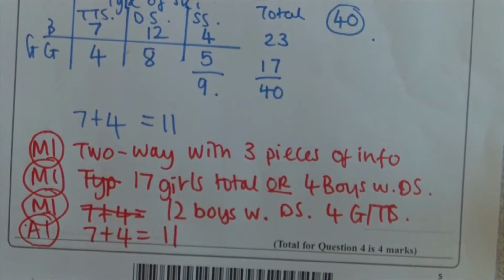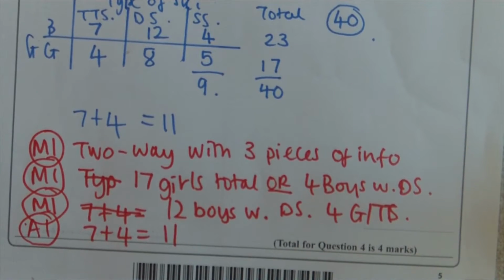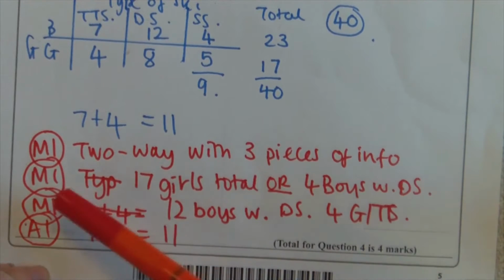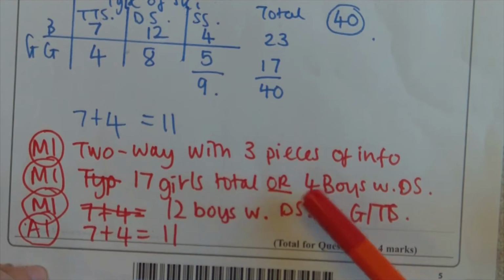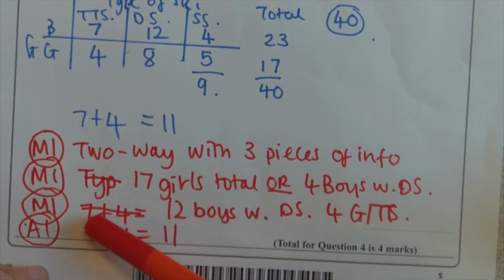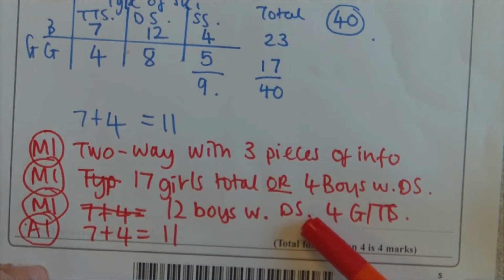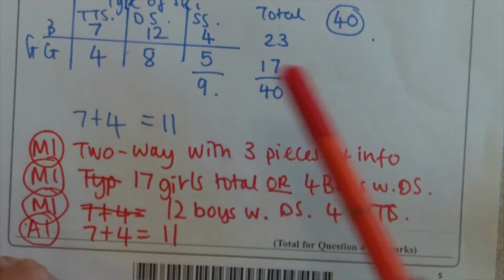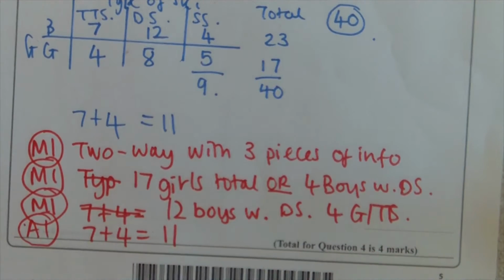So apologies for a couple of mistakes in that, but just to make it really clear again: 1 mark for the two-way table with 3 pieces of information, 1 mark for 17 girls in total, or for 4 boys with downhill skis, 1 mark for 12 boys with downhill skis, or for finding out there are 4 girls with twin tip skis, and your final answer mark is finding out there are 11 children with twin tip skis in total. Okay?